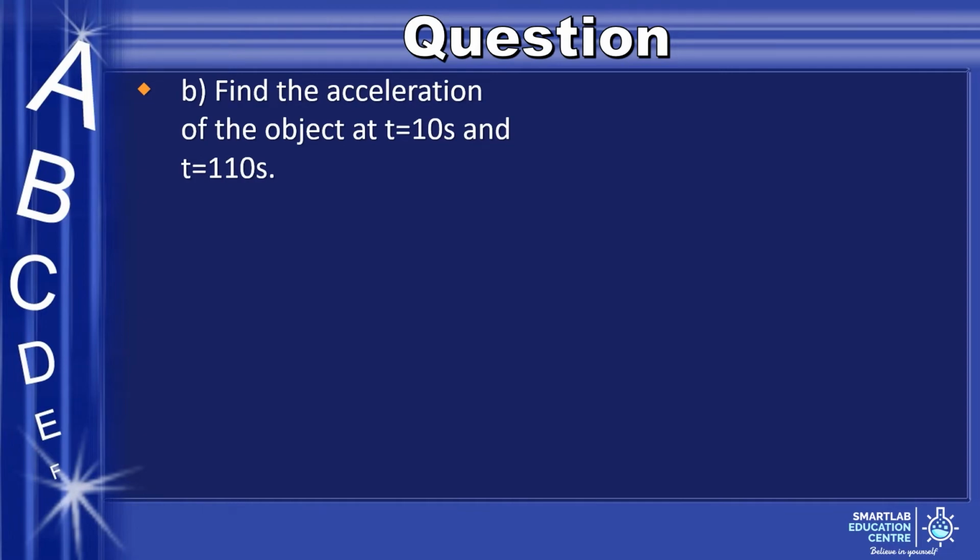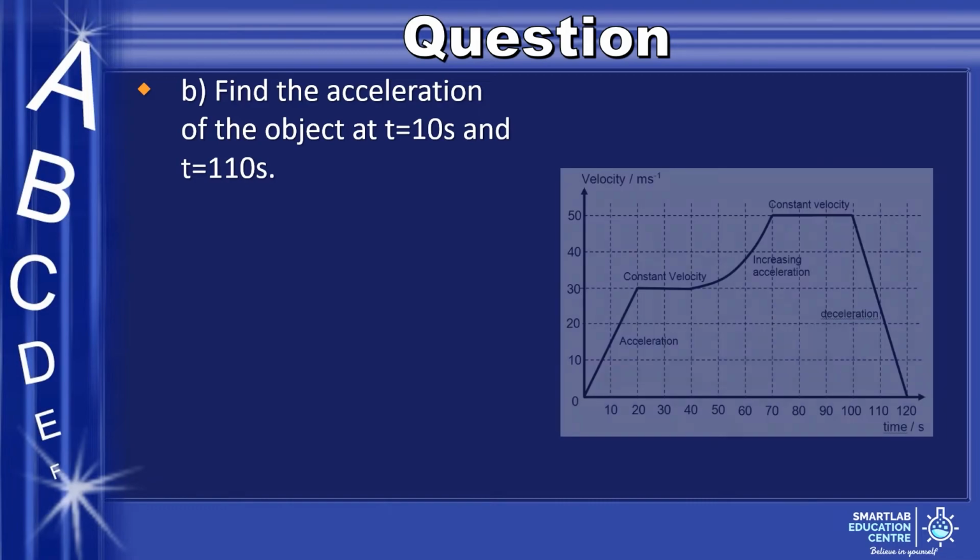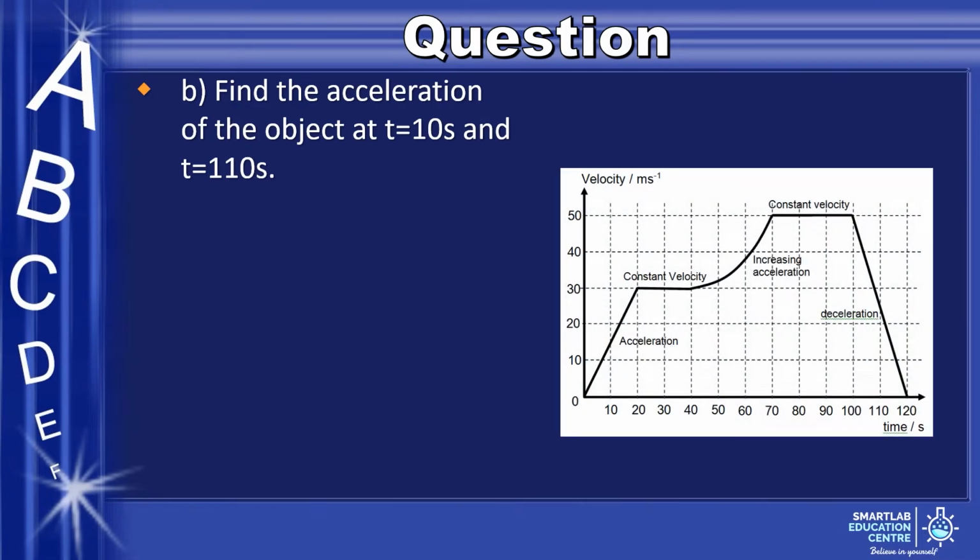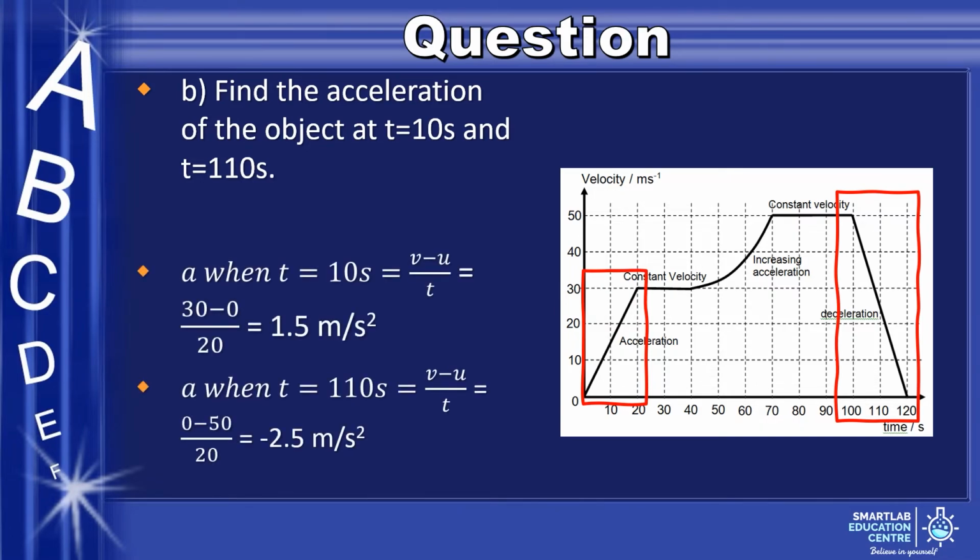Find the acceleration of the object at t equals 10 seconds and 110 seconds. To calculate the acceleration of the graph, we calculate the gradient of the graphs. Since the points at t equals 10 and 110 are on straight lines, we can just use the equation of acceleration, as it suggests that during the periods of 0 seconds to 20 seconds and 100 seconds to 120 seconds, the acceleration and deceleration would be constant. Hence, this would give us an answer of 1.5 and negative 2.5 meters per second squared.